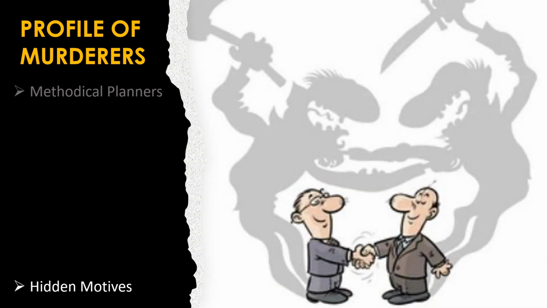Hidden motives. Christie's murderers typically have hidden or obscure motives for their crimes. These motives can range from financial gain, revenge, jealousy, or even the desire to protect a secret. Uncovering these motives is a crucial aspect of the mystery-solving process in her novels.